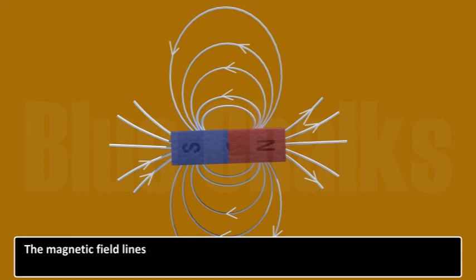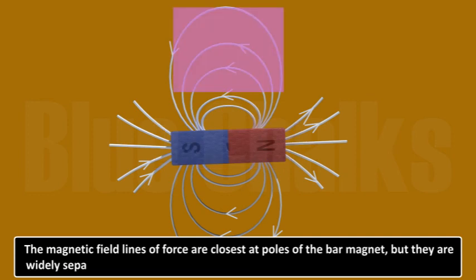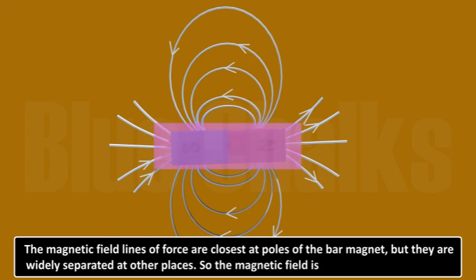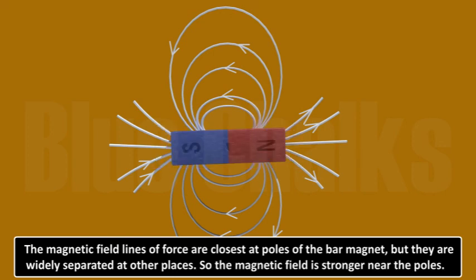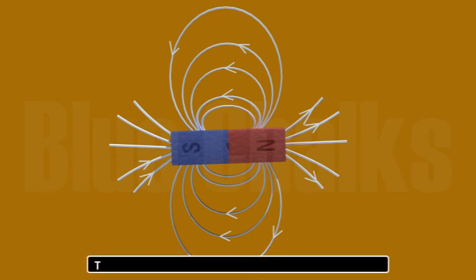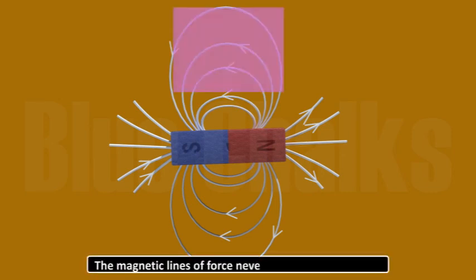The magnetic lines of force are closest at the poles of the bar magnet, but they are widely separated at other places. So, the magnetic field is stronger near the poles. The magnetic lines of force never intersect one another.